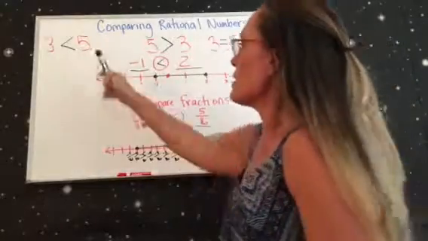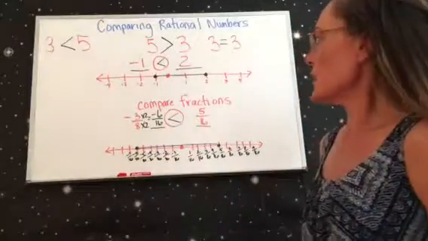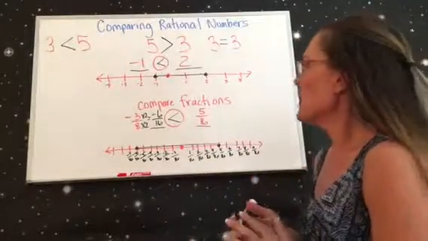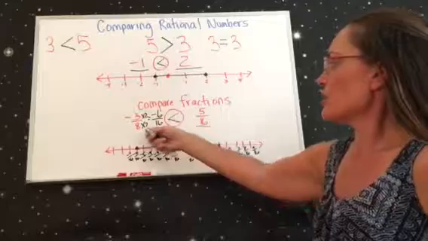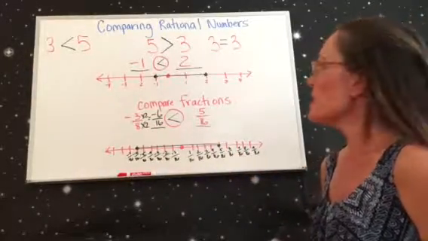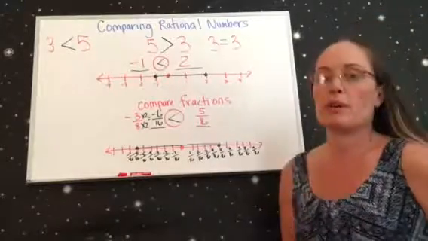So just remember the greater than, less than, and equal to. The big bird is pointing his nose at the smaller one. And when you compare fractions, you have to make the bottoms the same before you can compare them. And that's how you're going to compare rational numbers.